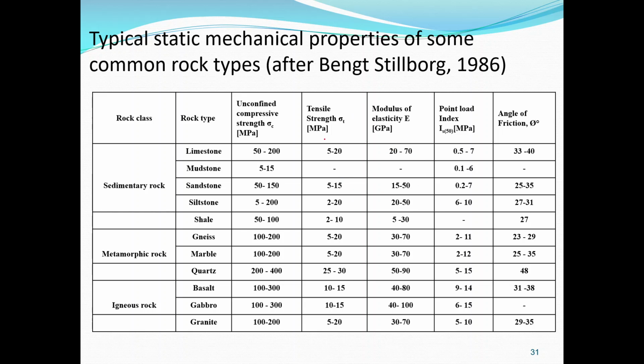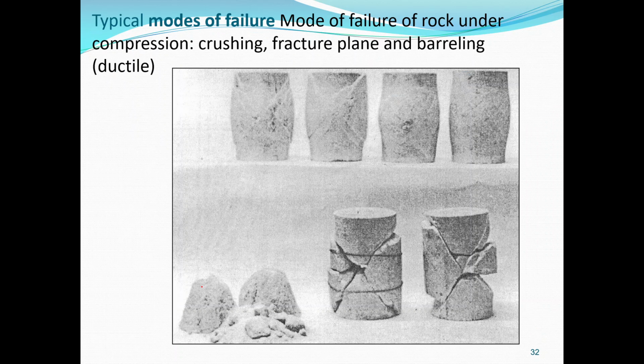This is another typical table of compressive UCS, tensile strength, modulus, point load test, and friction angle for sedimentary, metamorphic, and igneous rock. So this type of failure is bulging here like this. It's crushed like this.